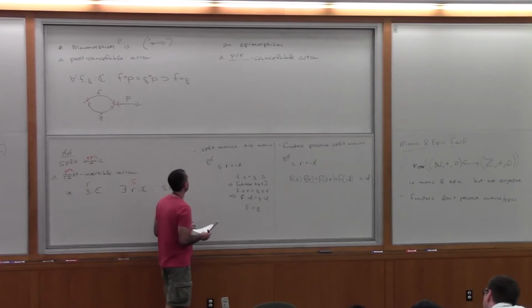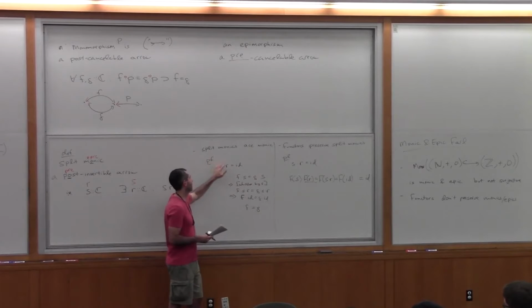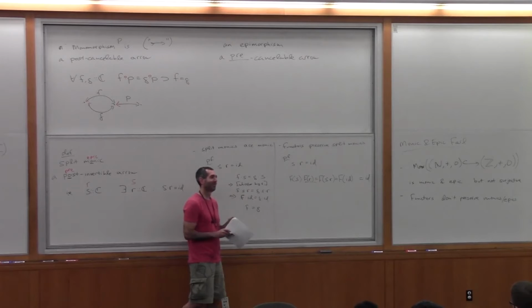So to summarize, split monics are monics, functors preserve split monics, by duality split epics are epics, and functors preserve split epics. So you get the duals for free. Isn't that nice? Yes, sorry.